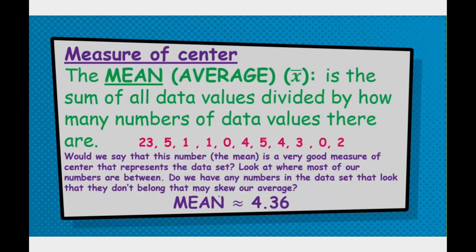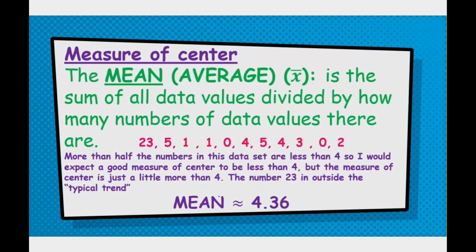And so if I'm thinking about this as real data, like heights, for instance, and you took all the heights of everybody in school, and there was one kid that was 7 feet 1 inch, or maybe one kid that was 3 feet tall, that is going to drop or bring your average up depending on which one we're dealing with, which is not necessarily a good representation of the average in most cases. More than half the numbers in this data set are less than 4, so I would expect a good measure of center to be less than 4, but the measure of center is just a little more than 4.